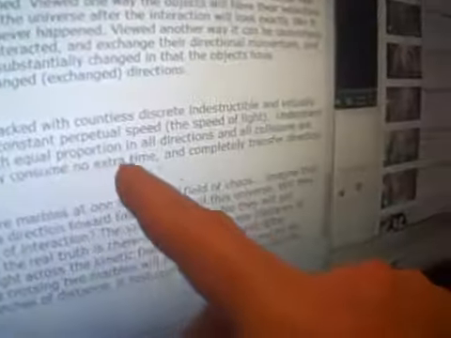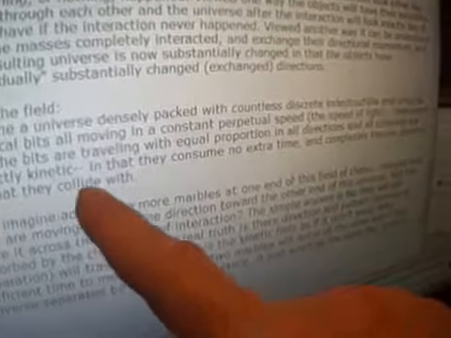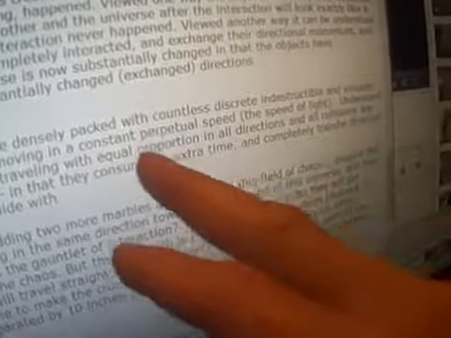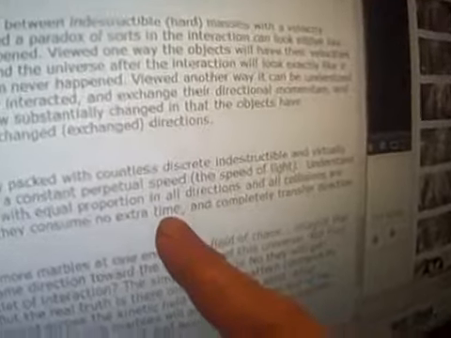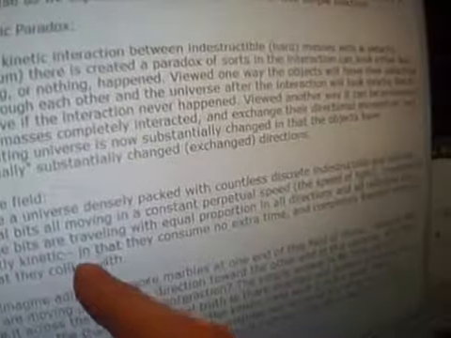Alright, in all directions, all collisions are kinetic. The idea to remember is that even if light was traveling through this medium, well, I'll get to that later, the collisions consume no extra time and completely transfer direction to what they collide with. That's what kinetic means. Kinetic absorbs no time, it eats no time, and completely transfers direction. So the interaction happens just as another step in the progression of the movement of something, and it's as if it didn't happen.